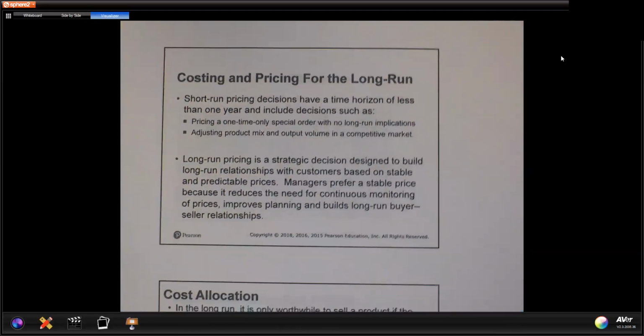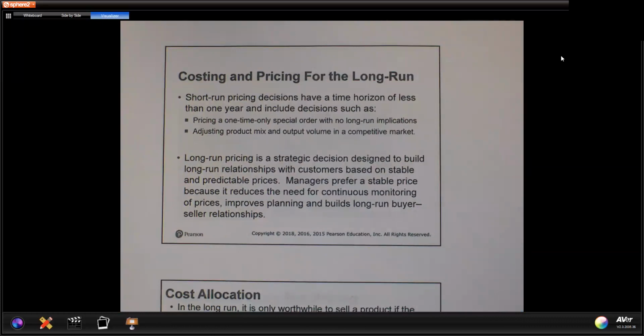Costing and pricing for the long term. Remember when we did chapter 11 or chapter 10? I don't remember which. We talked about relevant information, right? We talked about the short term. Remember the one-time special order? We said, hey, what's the minimum price for a one-time special order?